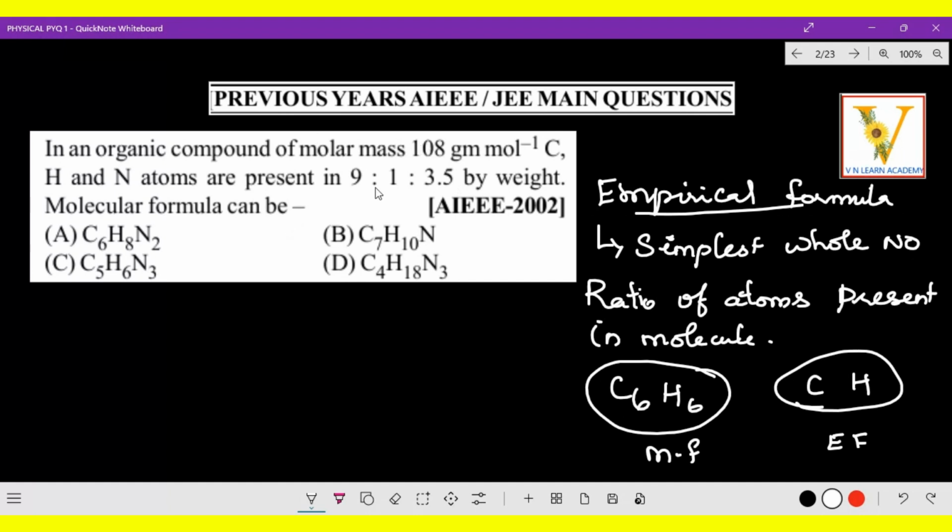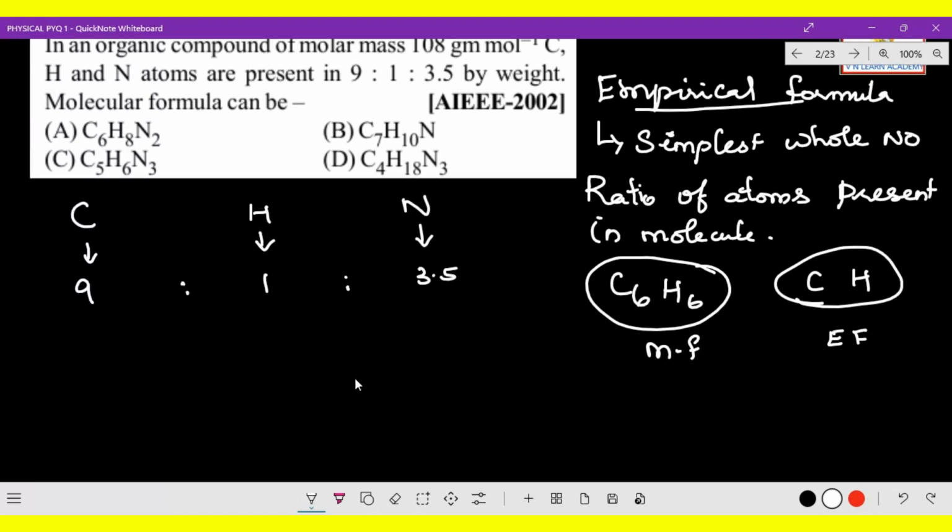Molecular mass also they have provided. Okay, now here carbon, hydrogen and nitrogen. So carbon, what is that ratio? It has given 9, and hydrogen how much it has given? 1, and nitrogen 3.5. And molecular mass, how much they have provided? 108. Here they have given 108. This is the ratio.